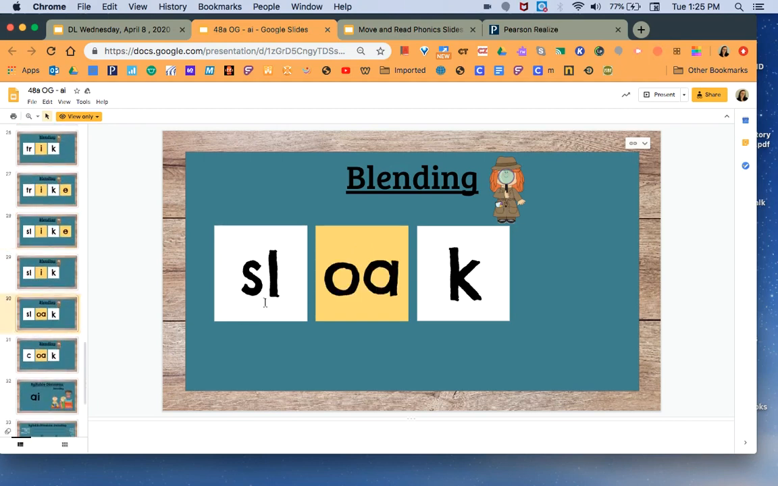Ready? Sloke. Not a word. Coke. Ooh. Now I know some parents drink a Coke, like Coca-Cola, and guess what? That's going to be a silent E spelling. This one's not going to be that way. So if I heard it, I could say it was a real word, but if I look at it, it's not.